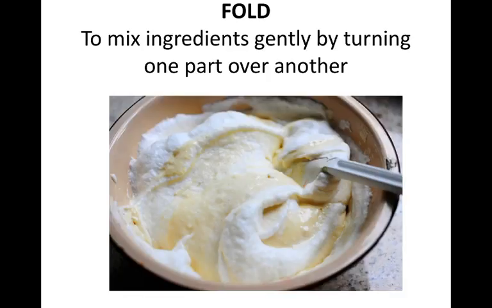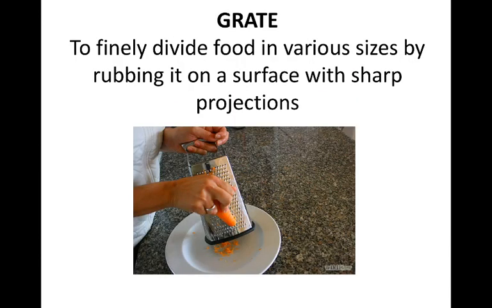Fold. This is mixing your ingredients gently by turning one part over another. Usually when you mix, you're stirring it around, right? When you're folding, you're going to cut through the center, pull it up through the bottom, flip it up, and then rotate. And you're gently turning it. Usually you're going to do this when you don't want to disrupt something in your batter. So a meringue, perhaps.